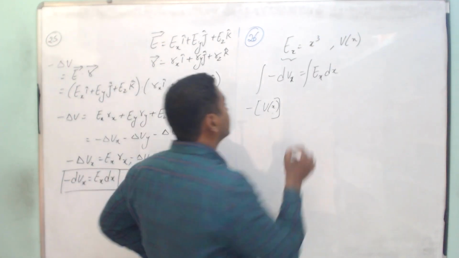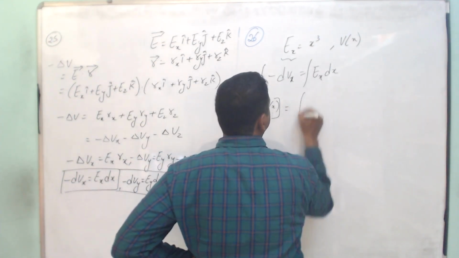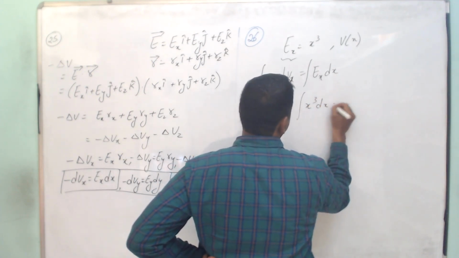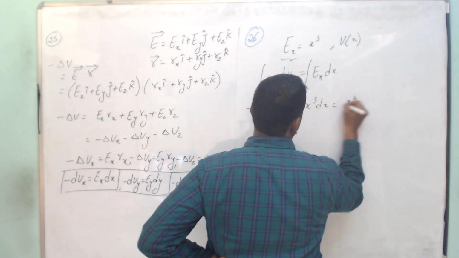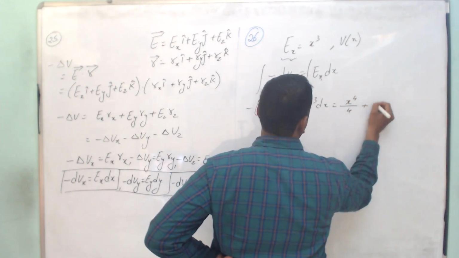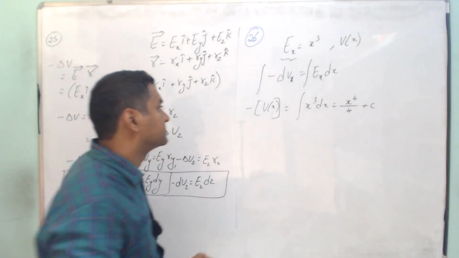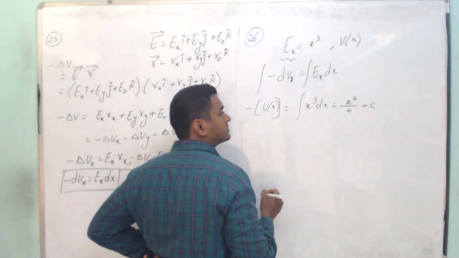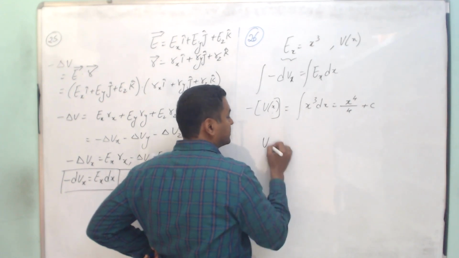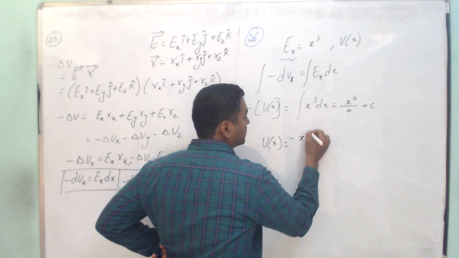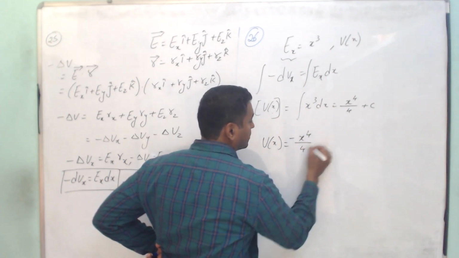On the right hand side I have the integral of E(x), x cubed dx, which is nothing but x to the power 4 divided by 4, because indefinite integration, plus a constant. So I can write the potential as a function of x. I will get the answer as minus x to the power 4 by 4 plus c.